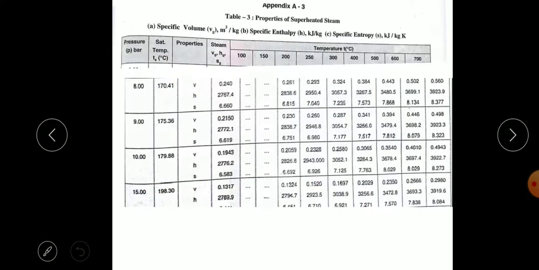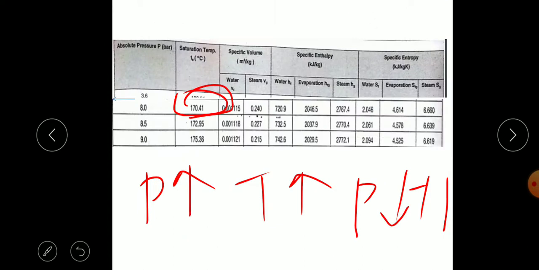In the numerical, suppose we have been given 9 bar pressure of the steam, and so we can find the properties corresponding to 9 bar. Corresponding to 9 bar, the saturation temperature is 175. The specific volume of the liquid is 0.011. The specific volume of the gas will be 0.215.